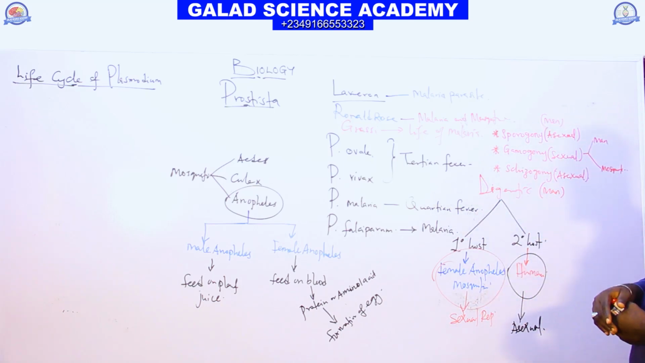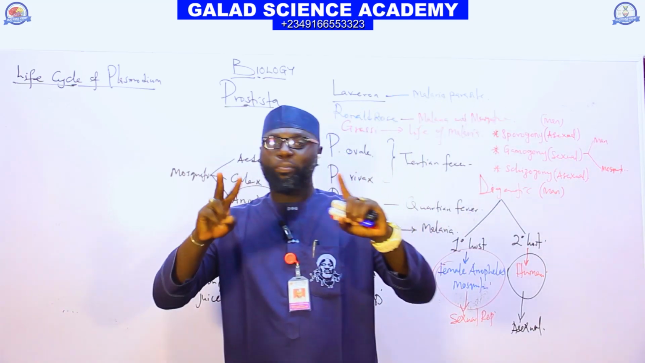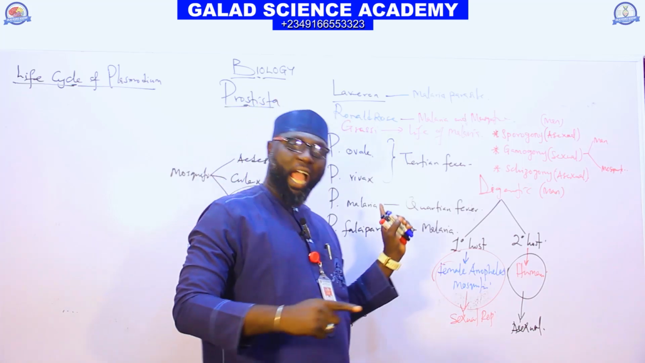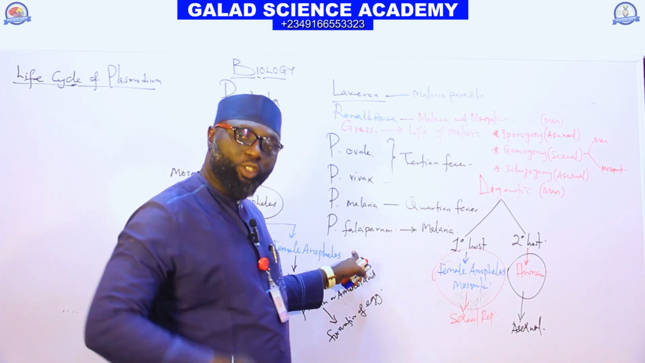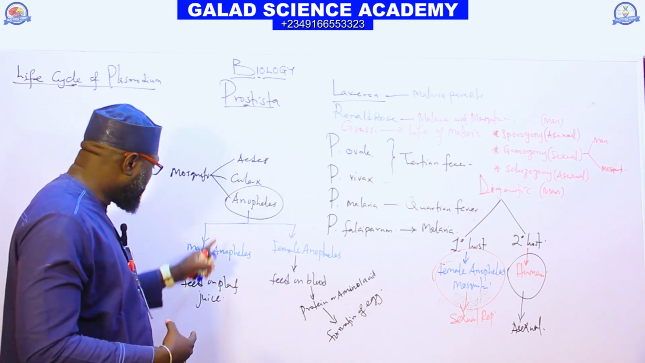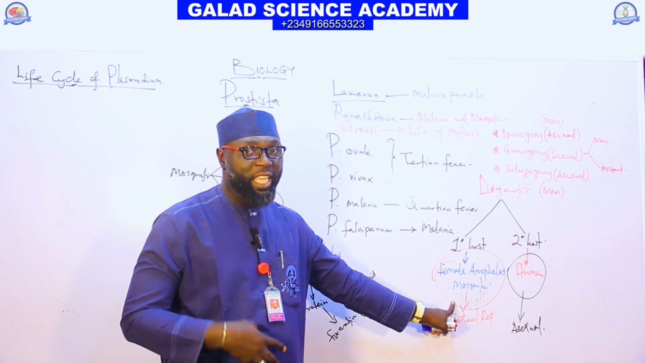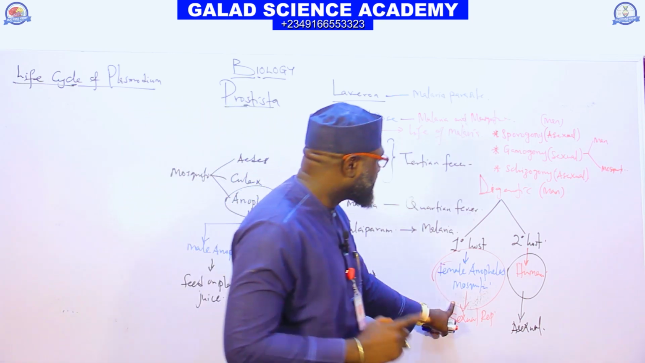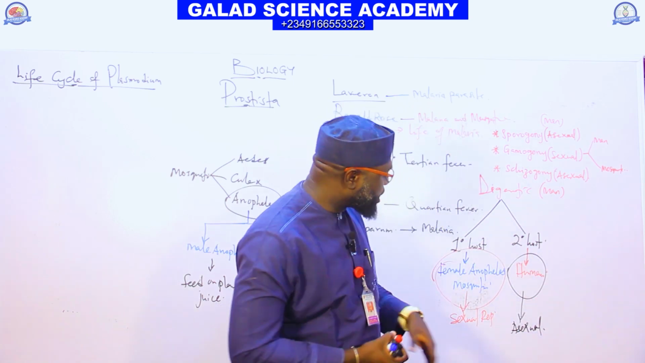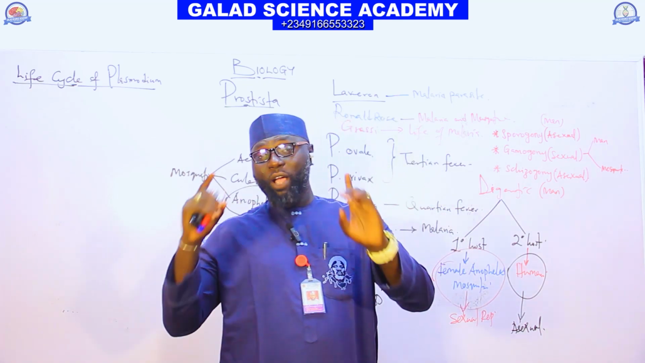Plasmodium is diegetic. That is, it's comprised of 2 hosts, primary host and secondary host. The primary host is the female Anopheles mosquito. So it's a place where the sexual reproduction occurs and the formation of gametes takes place, in the primary host. And the secondary host is human. It is a place where asexual reproduction occurs.